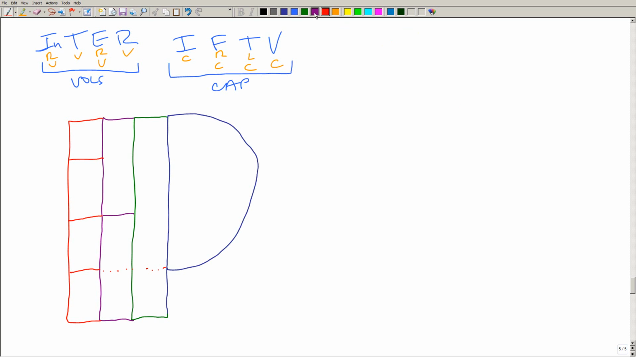In the first column we are going to have our volumes, and in the other columns we're going to have the capacities. So we have volumes and capacities. 4 volumes, remember, inter.